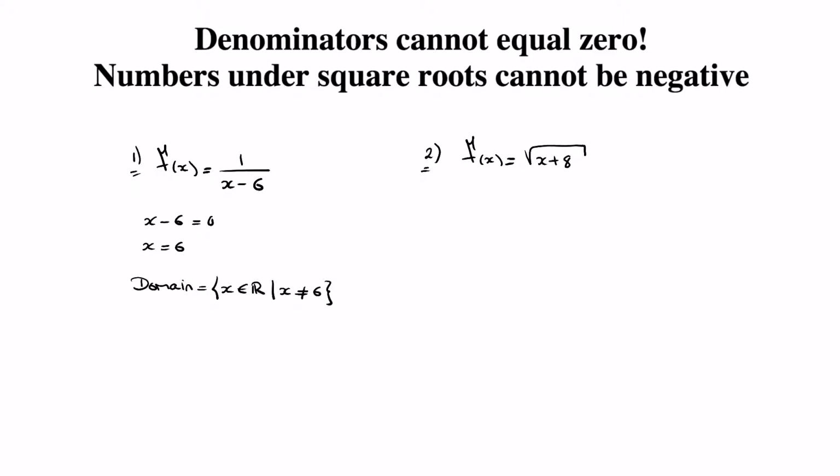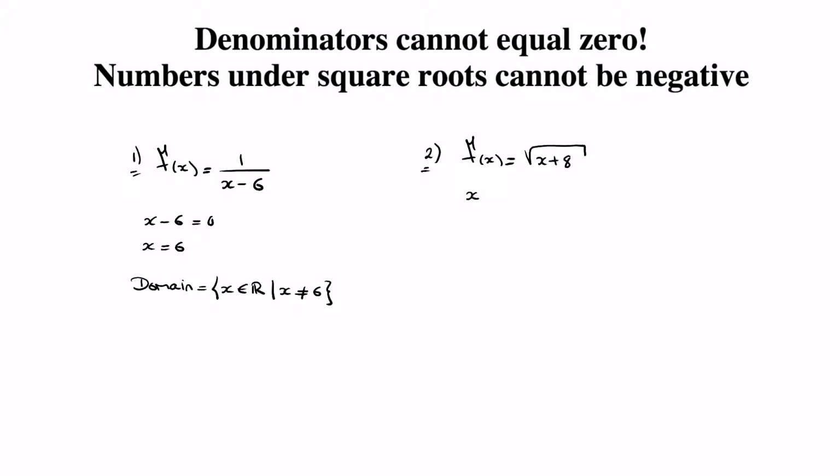Well, in this case, we can see that we're dealing with a square root. And in this case, the key thing to remember is that whatever's under the square root cannot be negative. In other words, whatever's under the square root has to be greater than or equal to 0. So, we need to make sure that x plus 8 is greater than or equal to 0. And the way we can find the values of x for which that's true is by solving the following inequality.